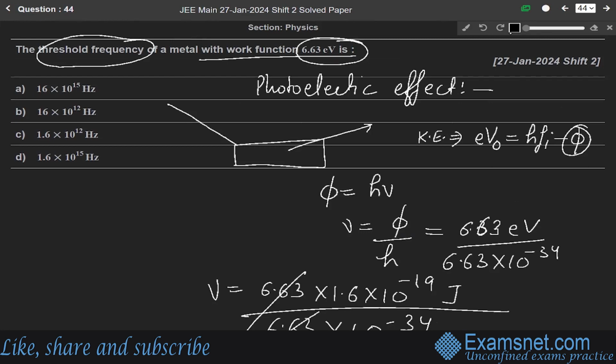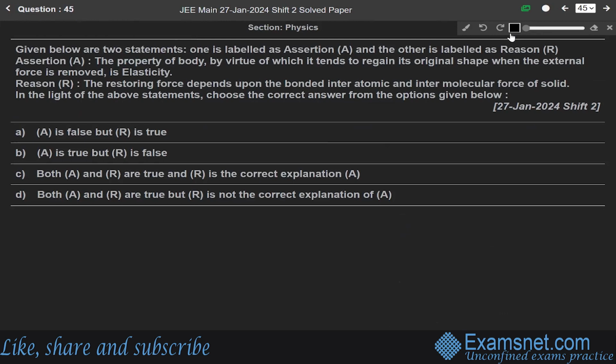That is option D. Now, next question, question number 45. This question says that given below are two statements. One is labeled as assertion A, and the second is labeled as reason R.